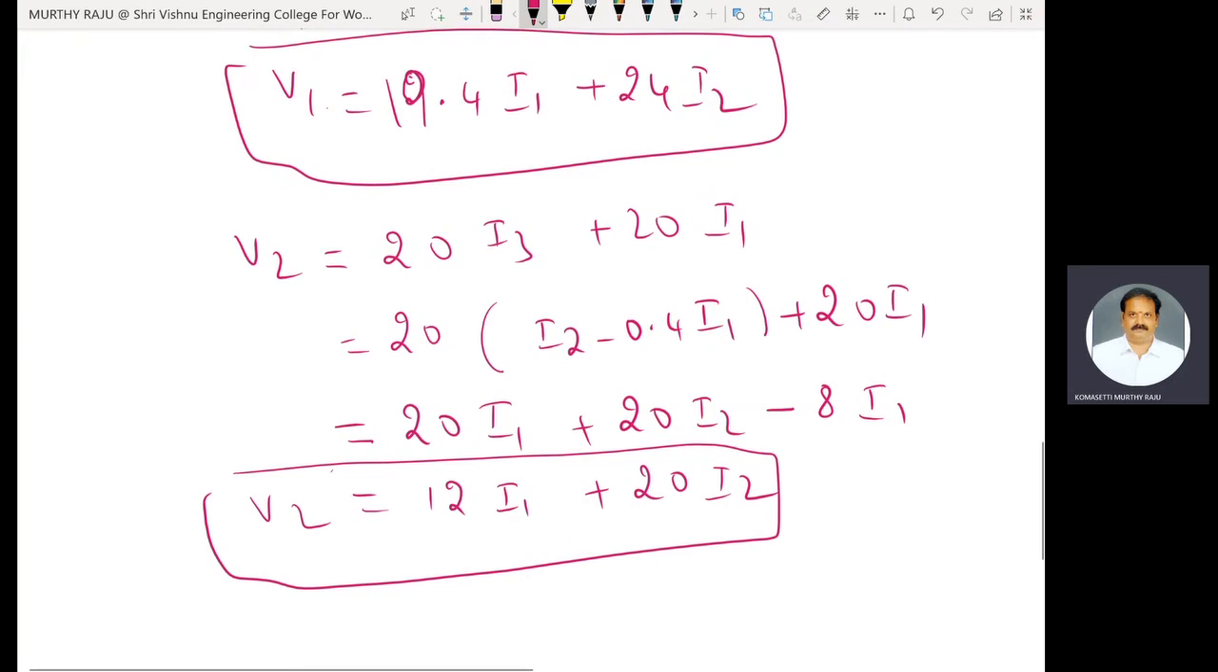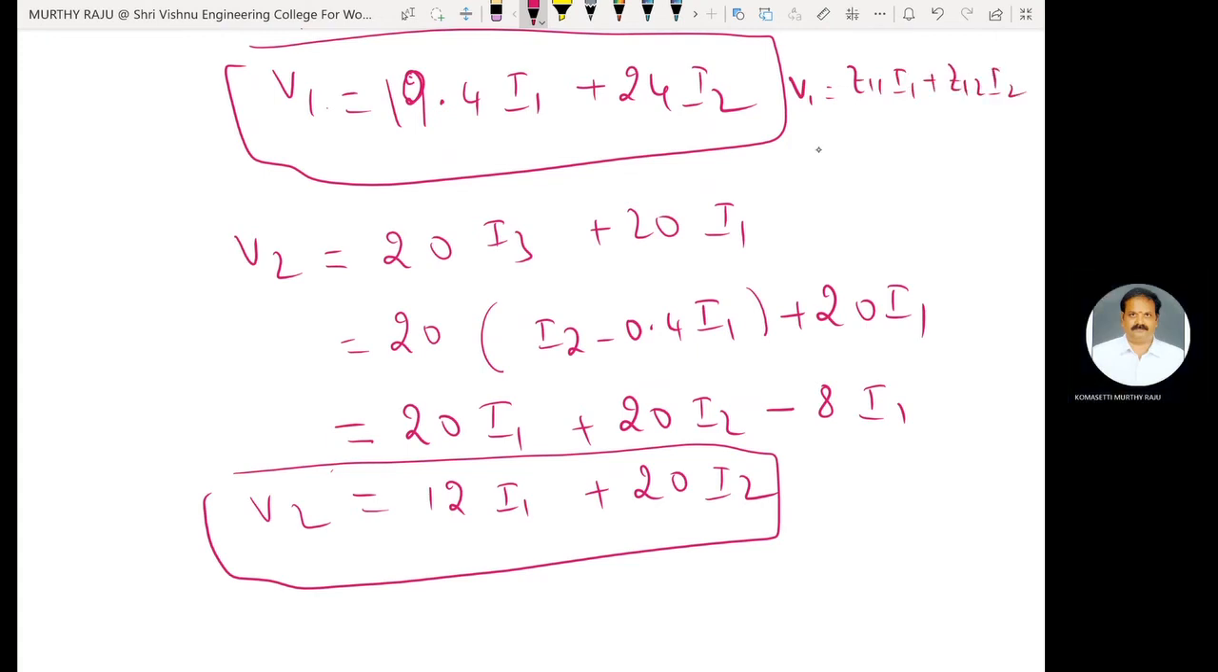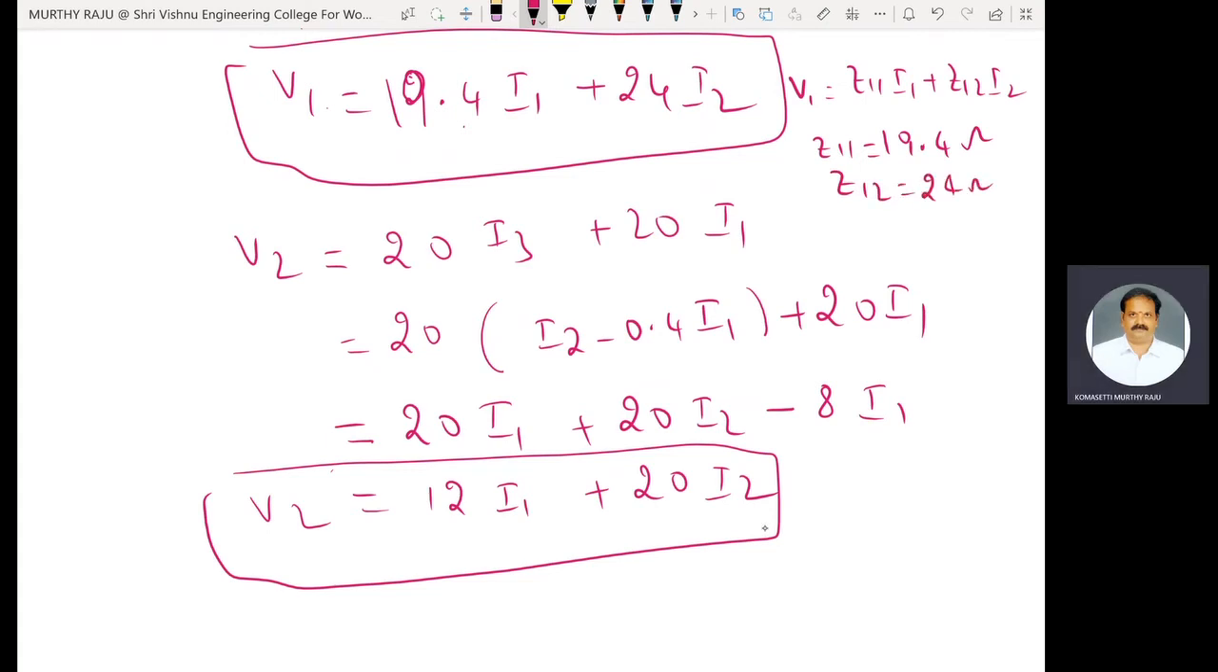And V1, this is the V1. V1 is equal to Z11 I1 plus Z12 I2. Therefore, the Z parameters are: Z11 is equal to 19.4 ohms, Z12 is equal to 24 ohms. Similarly, V2 is equal to Z21 I1 plus Z22 I2. Therefore, Z21 is equal to 12 ohms, Z22 is equal to 20 ohms.